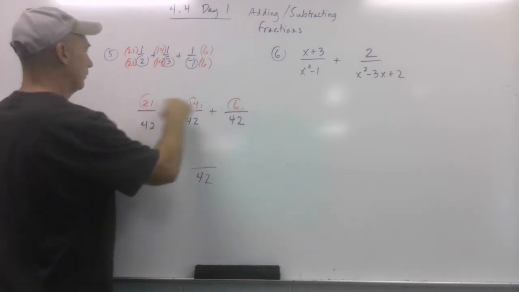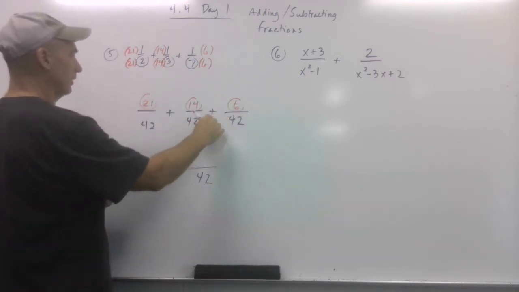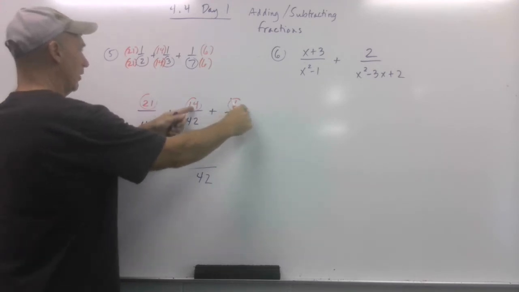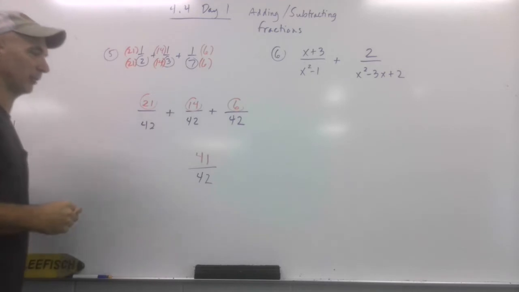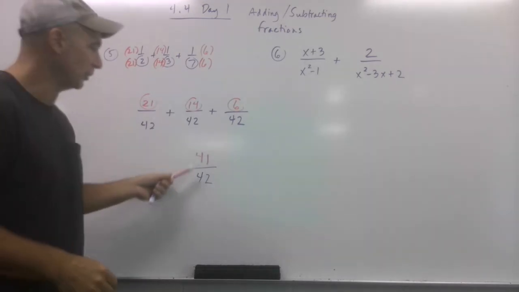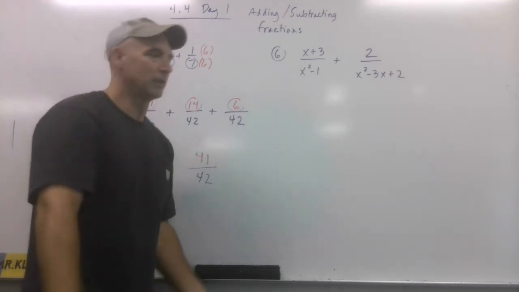So that's 20 plus 21 is, did that really just happen? 20, oh, okay, 20 plus 21 is 41. There's my answer. I thought it was 42 over 42. I made this problem up. I couldn't imagine it would equal 1, but here we go.